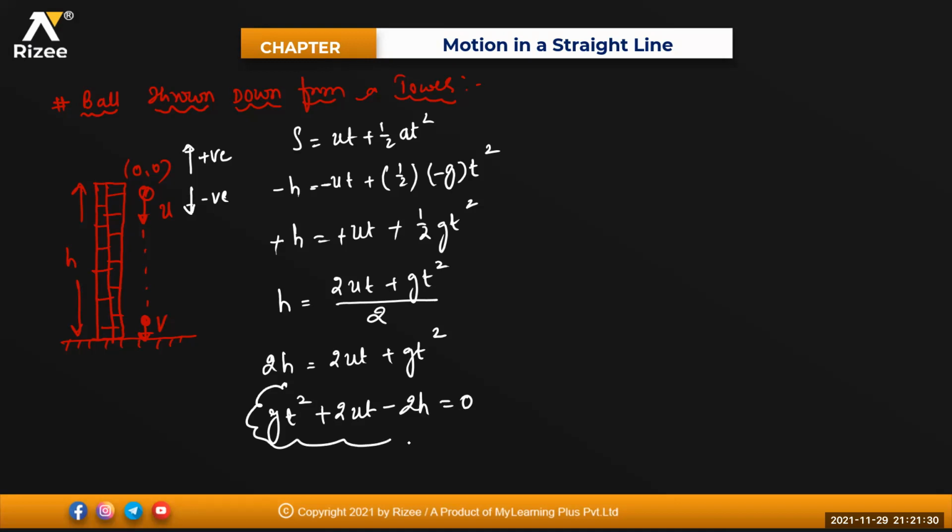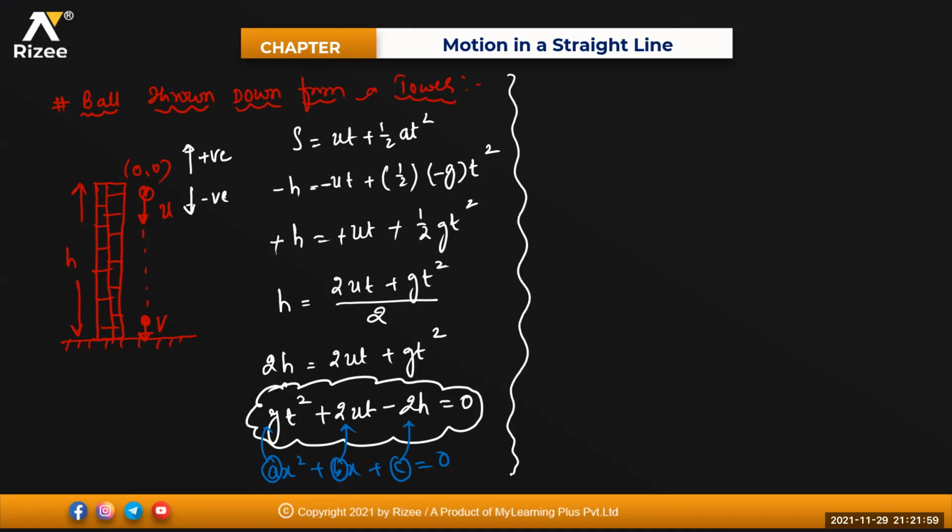So this is again in the quadratic equation form. So I can write this in the form of what? Ax square plus bx plus c is equal to 0. So the value of a is g, the value of b is 2u, and the value of c will be equal to minus 2h. Clear? If I simplify this, time will be equal to how much, beta? T is equal to time taken.